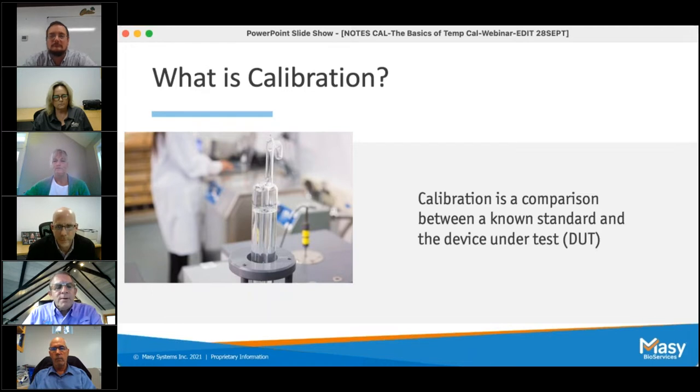So what's calibration? Basically, it's a comparison of measurements between two instruments. One measurement is from the test equipment of unknown accuracy, which is commonly called the unit under test, and the other is from test equipment of known accuracy, which is a standard. With the comparison data, you can now minimize the variations in the accuracy of the unit under test by adjusting or compensating for the error.